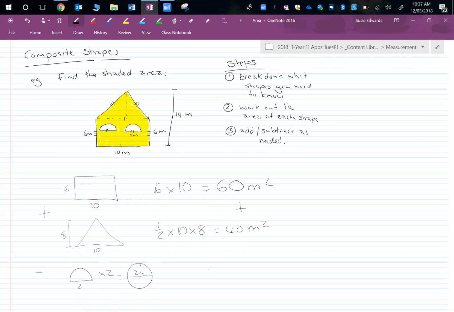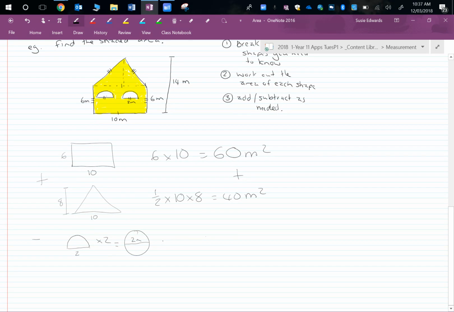Then what do I have to do? I'll take away the circles. I've got to find the area, so pi r squared. So pi times 1 squared is 3.14 square meters. And we're going to take that away. And so in the end, after we've added them together and taken it away, we end up with? And that's your answer.